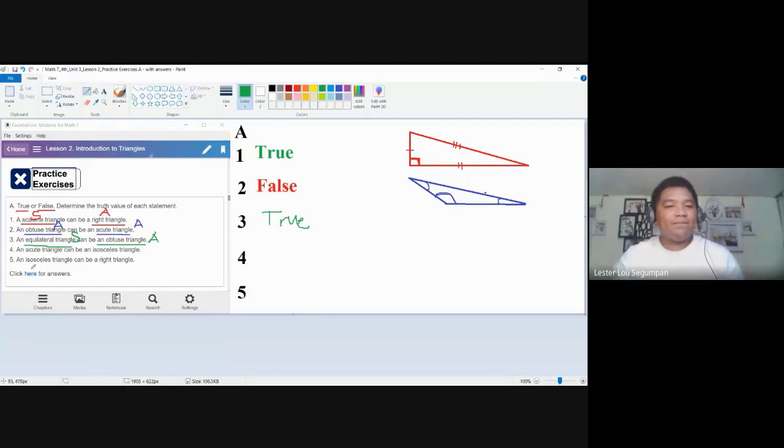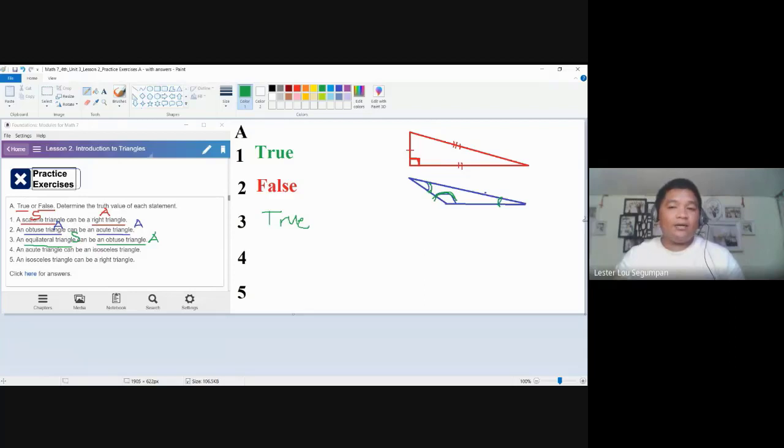My point is this. Take note that yes, an equilateral triangle is according to side. An obtuse triangle is according to angle. So they should be true. But there is a special relationship with equilateral triangle because an equilateral triangle is also an equiangular. And if we say equiangular, all the angles are of the same measurement. But if one of which is an obtuse, just like here, how can these three be equiangular?